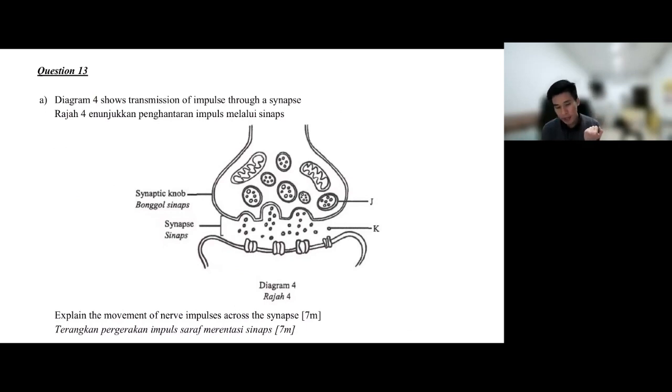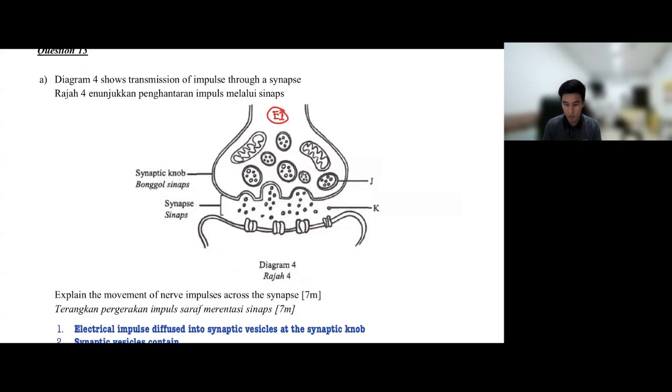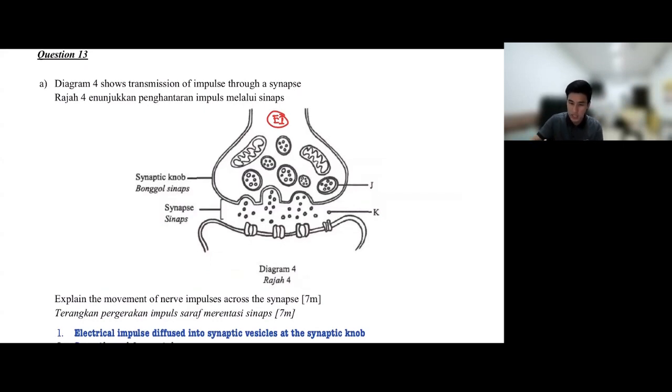Now, explain the movement of nerve impulse across the synapse. So how can nerve impulse move across the synapse? Number one, electrical impulse, right? When it reaches here, where does it go first? Into the synaptic vesicle. Very good. Exactly. So the electrical impulse diffuses into the synaptic node, into the synaptic vesicle at the synaptic node.